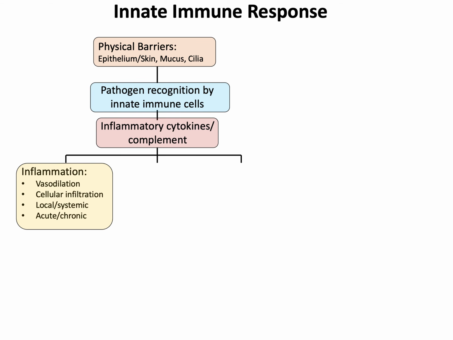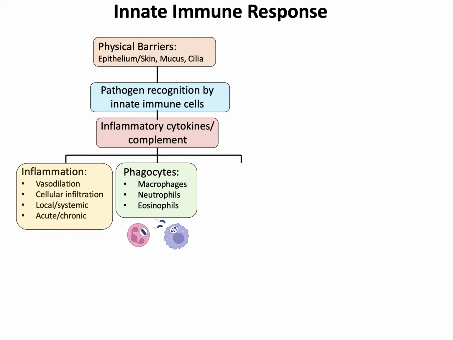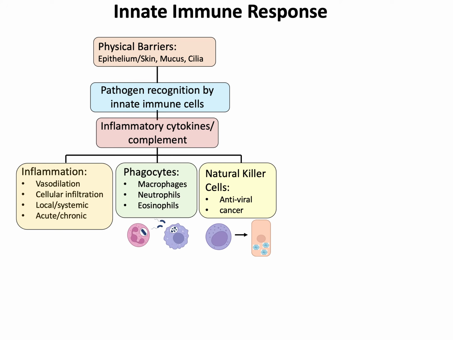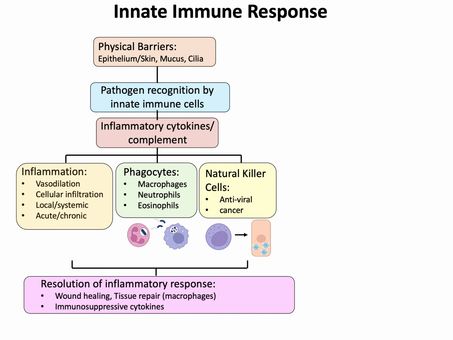Once inflammatory cytokines are produced, this leads to vasodilation of local capillaries and cellular infiltration and the local inflammatory response, which is mediated primarily by cells of the innate immune system, such as phagocytes like macrophages and neutrophils, and natural killer cells, which can mediate potent antiviral effects. Once the pathogen is controlled and the inflammatory response begins to wane, many cells of the innate immune system, such as macrophages, produce immunosuppressive cytokines, leading to a wound healing and tissue repair response that resolves inflammation.